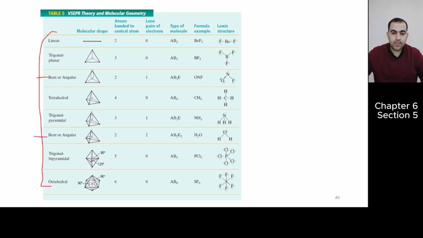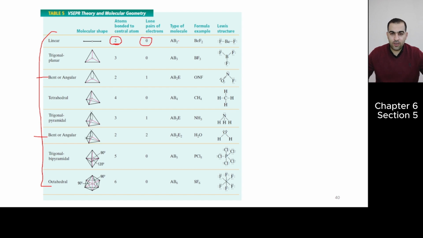What's important, guys? This column: atoms bonded to central atom. How many atoms are bonded to the central atom? 2. Trigonal planar 3, bent 2, 4, 3, 2, 5, 6. You must know this. Lone pairs are also important, because what affects the shape? Atoms bonded to the central atom and lone pairs. So when it's linear, two atoms are bonded to the central atom, with zero lone pairs.